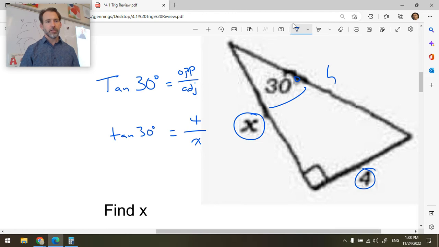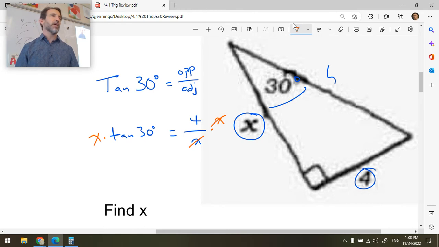Yeah, tan 30 degrees, just how it goes. So now, in order to isolate that, I have one extra inverse operation that I want to do. I'm going to multiply both sides by x, by my unknown. X over x is going to cancel.